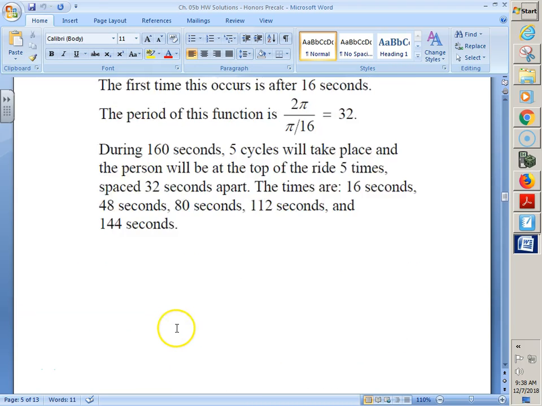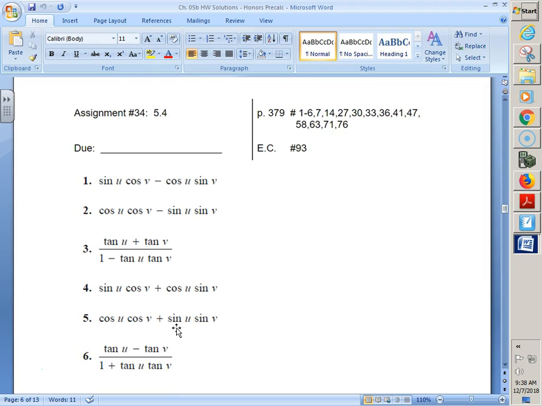I think that's it for section 5.3. Let's go grade the evens to 5.4.